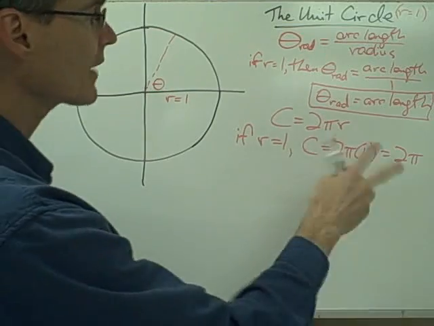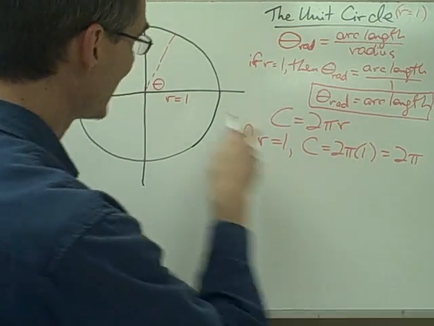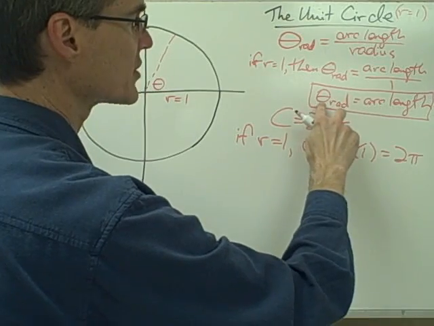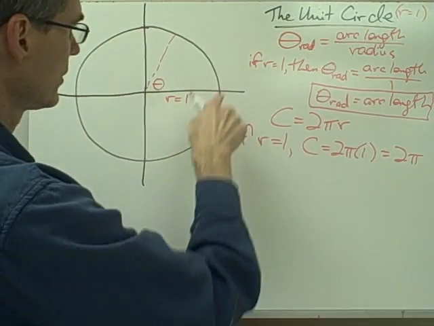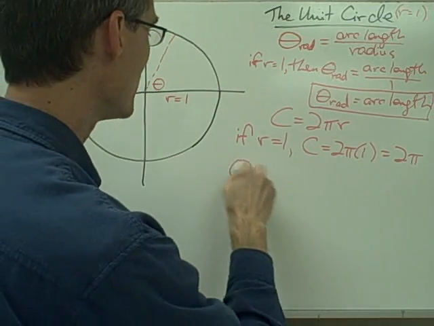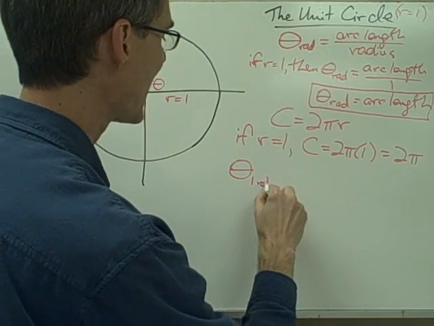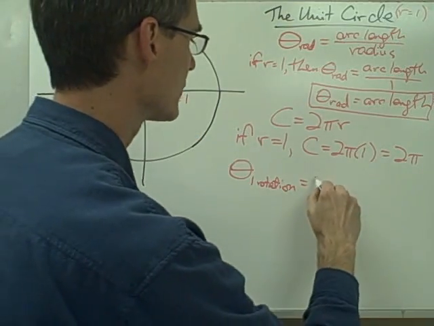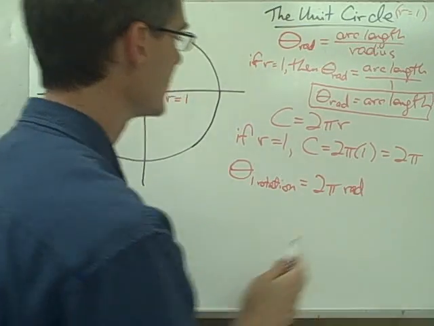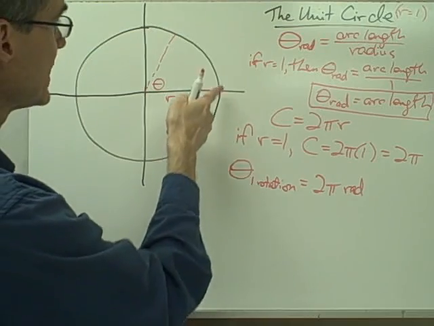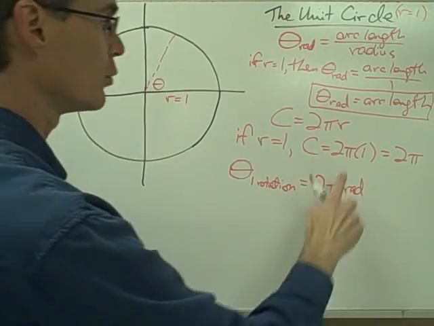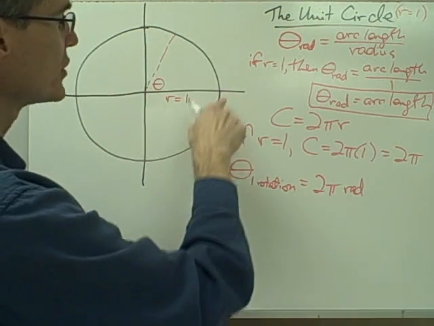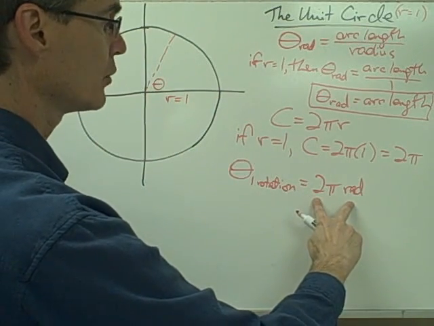Since I know that this circumference is equal to 2 pi, that's the length of this arc all the way around the circle. Since my radius is equal to 1, that arc length is also equal to the angle in radians all the way around the circle. In other words, the measure of this angle, one rotation around the circle, is equal to 2 pi radians. For a unit circle, remember the measure of the angle is equal to the arc length. If the radius is equal to 1, the arc length is 2 pi. Therefore, the measure of the angle in radians for one full rotation around the circle is equal to that arc length, which is 2 pi.